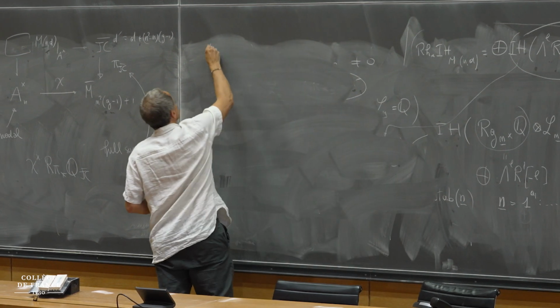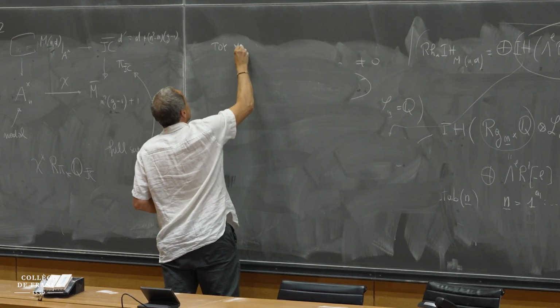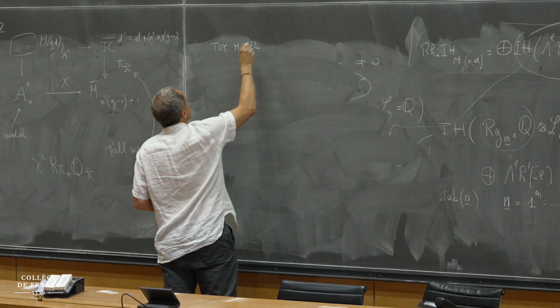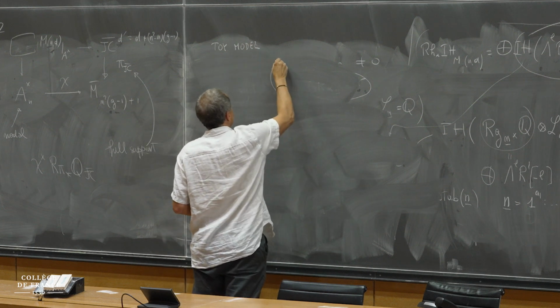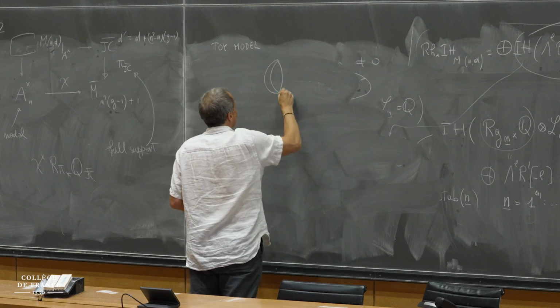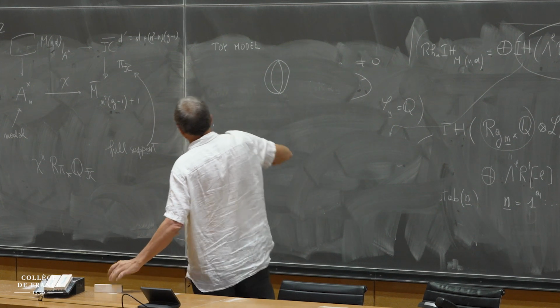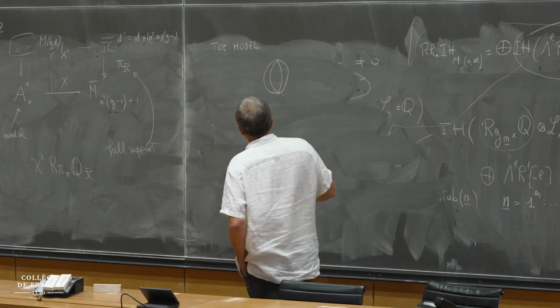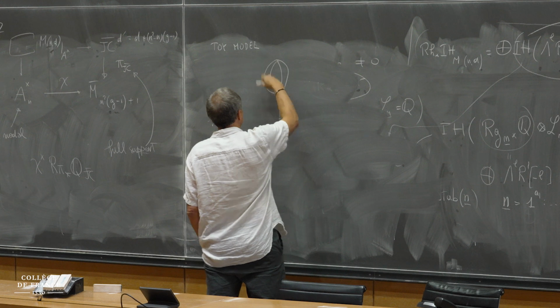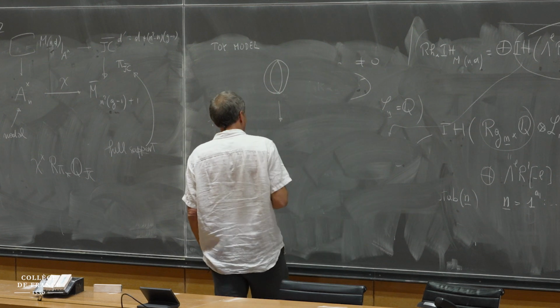So, toy model. Let's consider a curve. I mean, this is not a Hitchin fibration. Hitchin fibration requires too many dimensions to be drawn. So let's take a curve consisting of two rational curves meeting at 2 points.